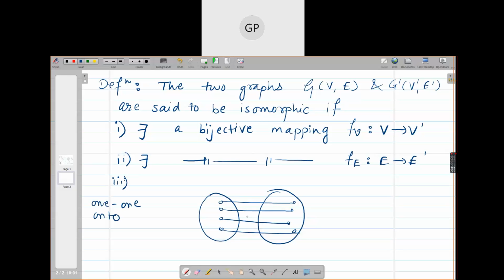So the picture of a 1-1 onto function looks like this. For every element you will have one image, of course, then only it is a function. For every element you will have a unique image. So if f(a) is equal to f(b), then a is equal to b. This is the 1-1 function, 1-1 and onto.